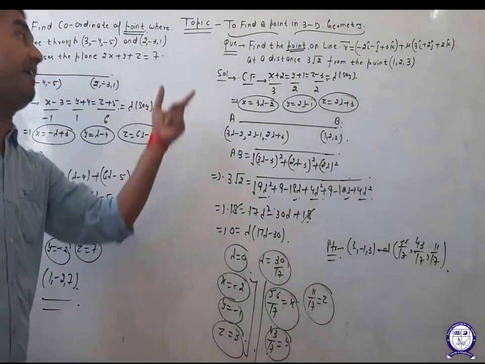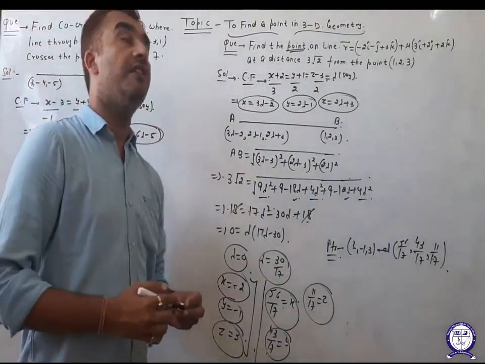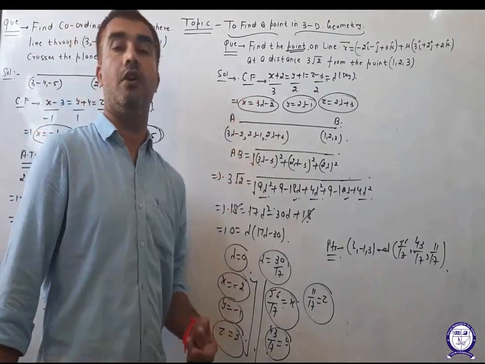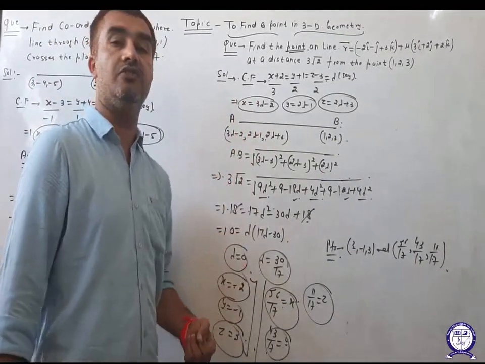That's the concept to find a point in three-dimensional geometry. If we need a point in 3D, then it will be given only by the Cartesian equation of the line in three-dimensional geometry.